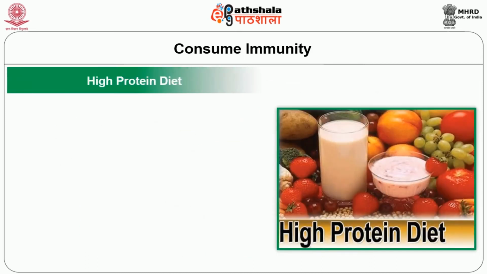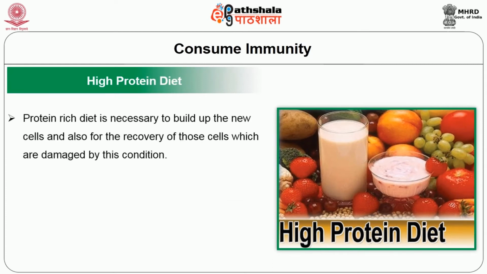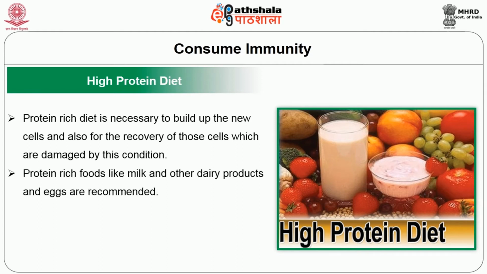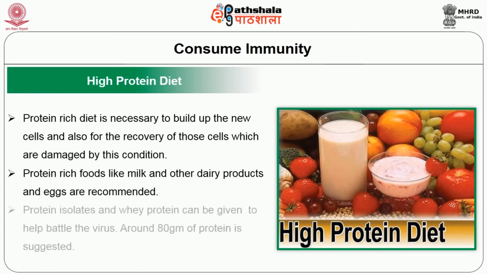Now let us see what the protein requirement should be. A protein rich diet is necessary to build up new cells and also for the recovery of those cells which are damaged by these conditions. Protein rich foods like milk and other dairy products, eggs and pulses are recommended. Protein isolates and whey protein can also be given to help battle the virus. Around 80 grams of protein is suggested, both from a high biological source as well as from pulse protein.